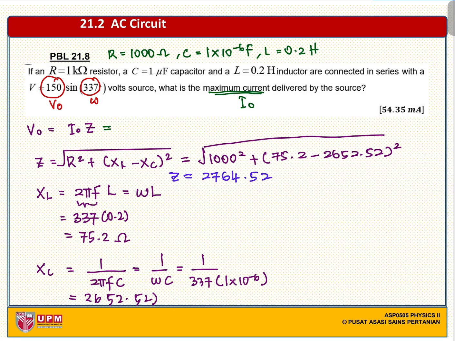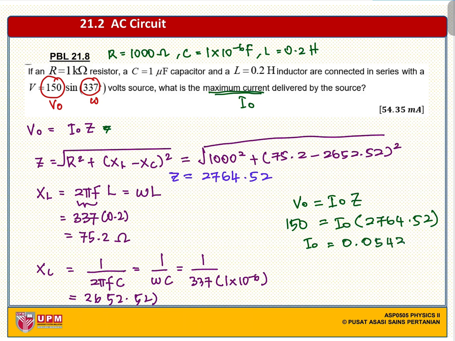So now we use this equation here. I write it again here: V0 equal to I0 Z. Your V0 is 150, the I0 we want, Z is 2764.52. So you will get your I0 equal to 0.0543 ampere, or 54.3 milliampere. Right?